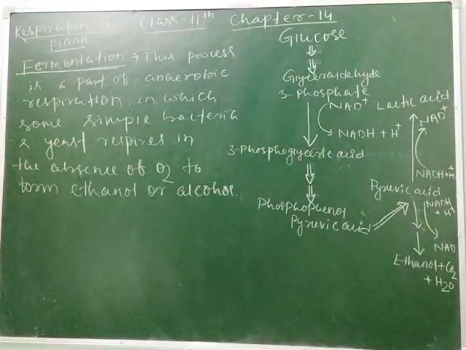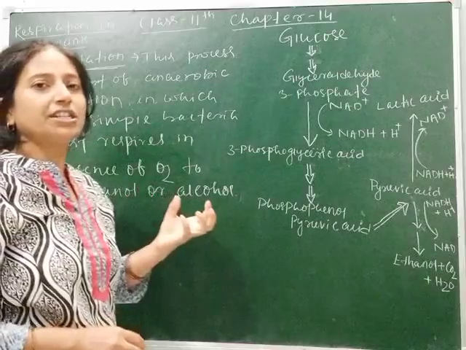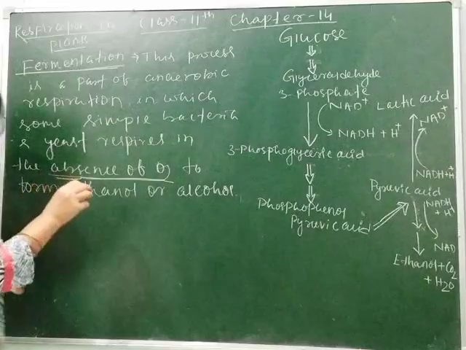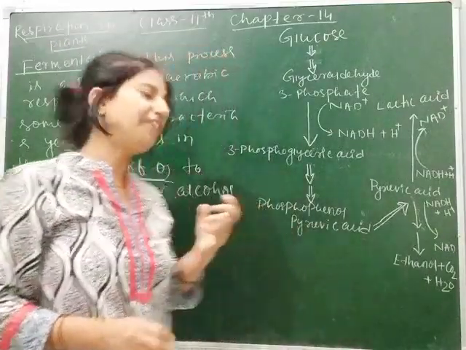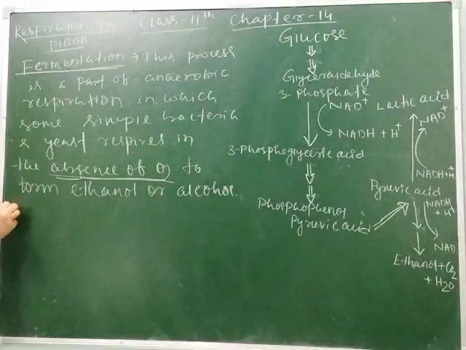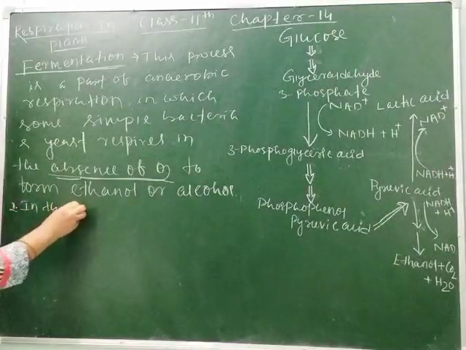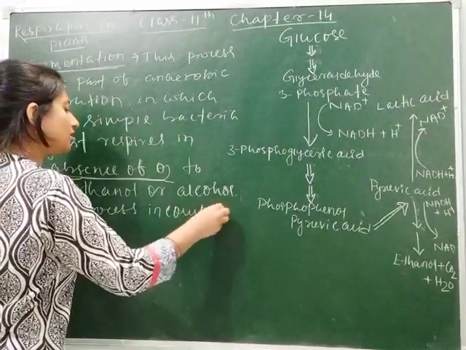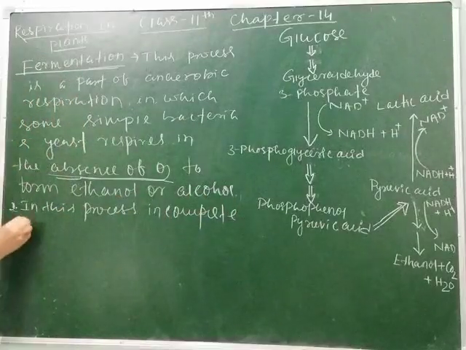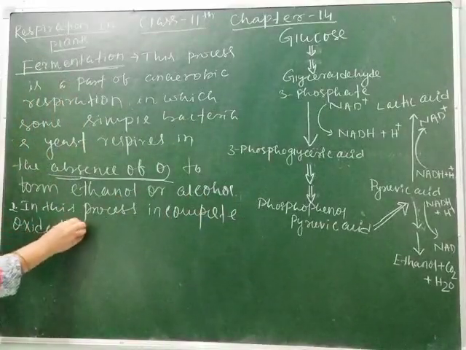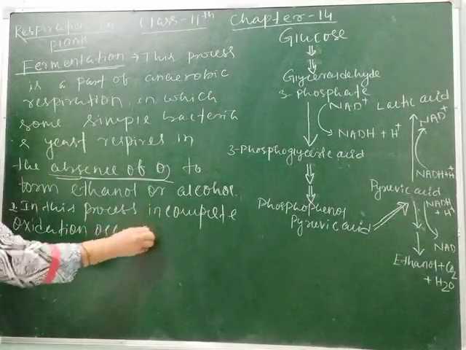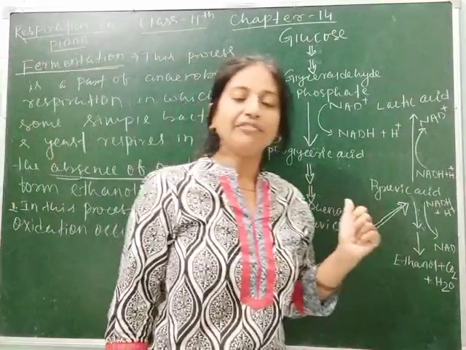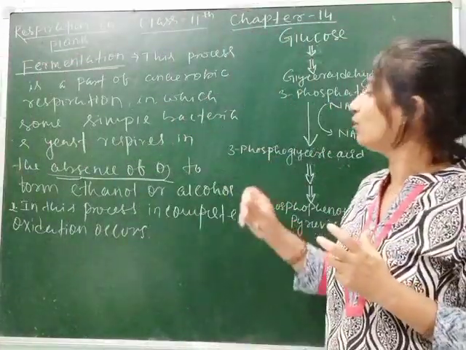And in fermentation, incomplete oxidation occurs. Why is this called incomplete? Because it takes place in the absence of oxygen, so a sufficient amount of oxygen is not available. That's why in this process incomplete breakdown of glucose occurs, and as a result the pyruvic acid gets converted into ethanol or alcohol.